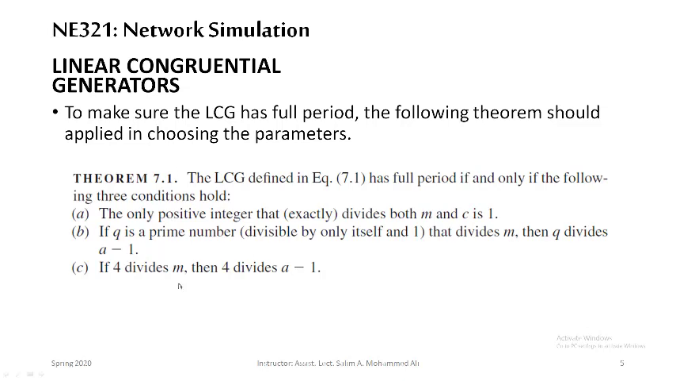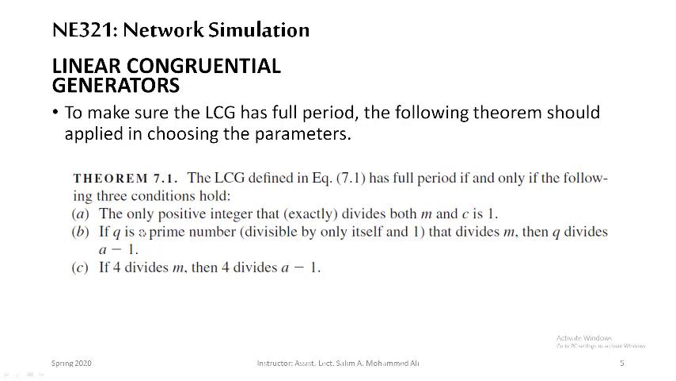We have 3 rules for this LCG to be valid. The only positive integer that exactly divides both M and C is 1. So this means that C and M should have a GCD of 1. You may not have studied GCD before, because usually we study this in modern algebra. Neglect the GCD. If there is no common factor between M and C except 1, the best way to choose such numbers is to use prime numbers for both C and M. If they are both prime numbers, then their common divisor is 1.